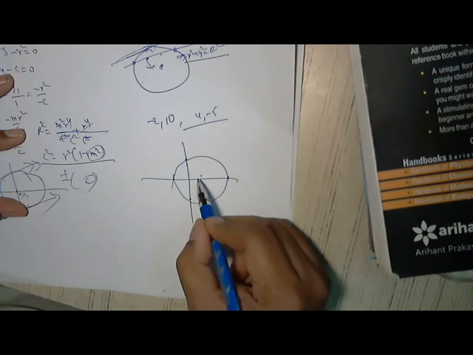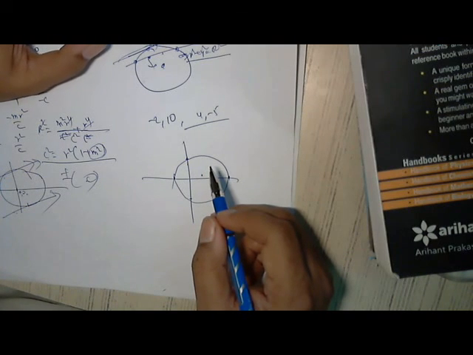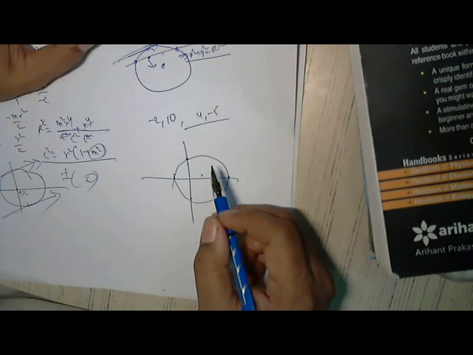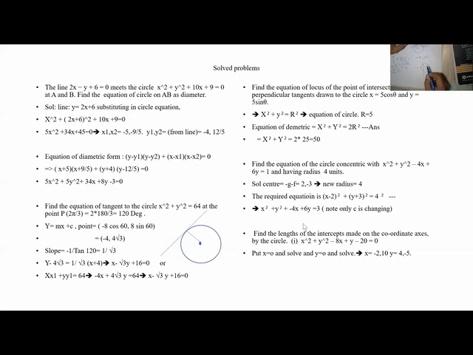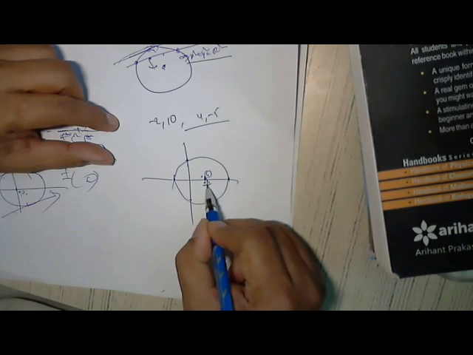This may be the center. What is the center we got? Let us see the center of the circle. This circle's center is 4, minus 1 by 2. Center is x is 4, y is minus 1 by 2.